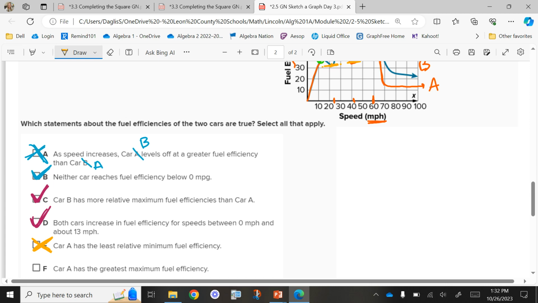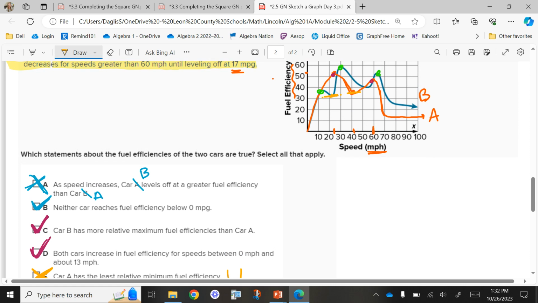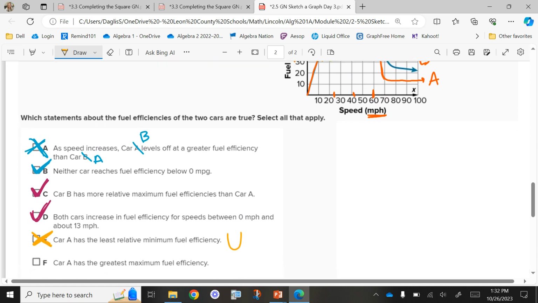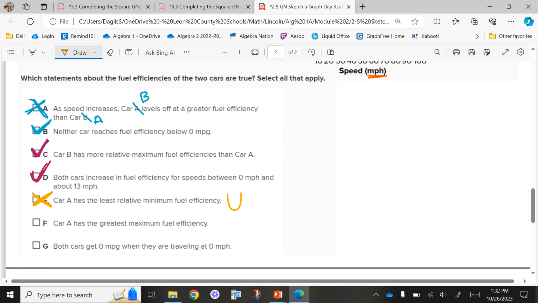Are we good with that one? Do you get what I was saying? To be a minimum, you have to go down and then come back up again. That's how you get a minimum value. So looking at the graph, it looks like car B had the lowest dip between B and A. All right. Car A has the greatest maximum fuel efficiency.